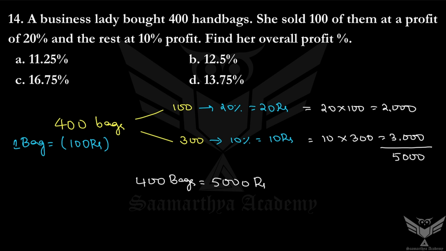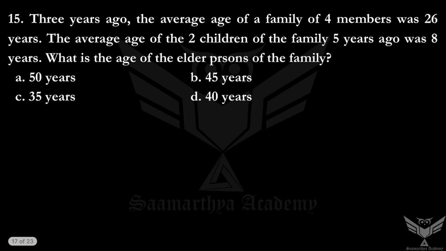Now just solve this. Zeros get cancelled out. Then for one bag, it is 50 by 4, that is 12.5%. Now the same question can also be solved by using the mixture allocation method. That's a beautiful one. So that one will show when we upload the concept topics. Chalo, go for the next question.